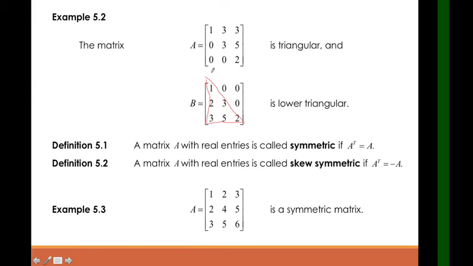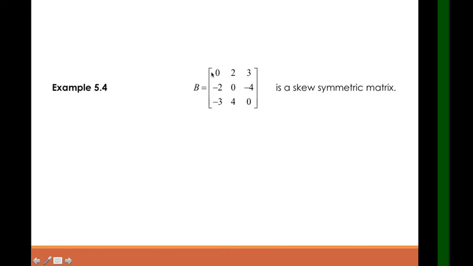Example, A is equal to the matrix 1, 2, 3, 2, 4, 5, 3, 5, 6 is a symmetric matrix, while B is equal to 0, 2, 3, negative 2, 0, negative 4, negative 3, 4, 0 is a skew symmetric matrix.